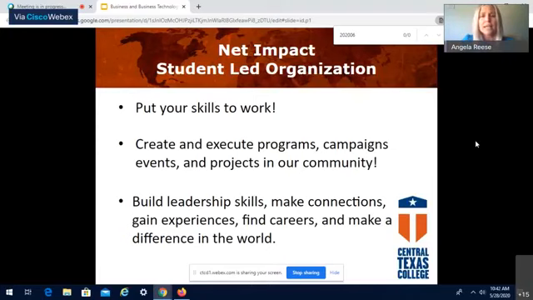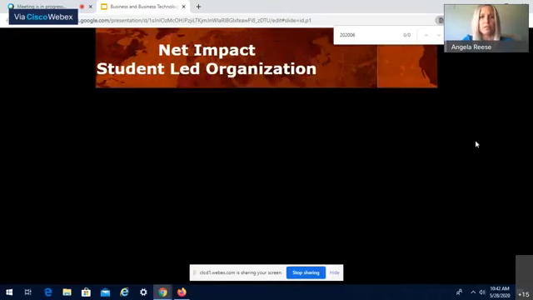Again, it's student-led. They have officer positions that are available for you to apply for, where you can help build your skills, make connections, and gain experience in our community and across the state as well. So that's an opportunity for you, again, regardless of the chosen degree or certificate. As long as you're taking one class with Central Texas College, you're able to be a part of this wonderful organization.